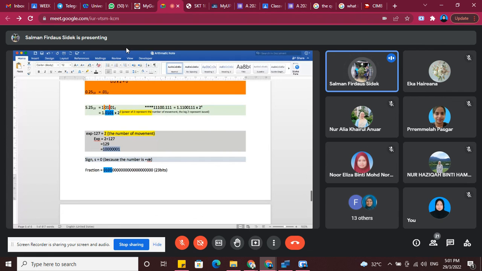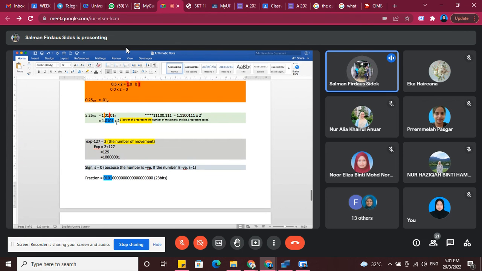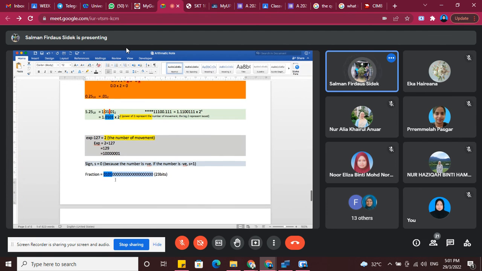And then because number is positive, I put the note here, if the number is negative, S is equal to 1. Okay. And then fraction. So fraction, we just take the number after we move the titik perpuluhan to the front. Here, 0101, blue here. And then I paired up with more zeros here because I want to make 23 bits. Overall, 23 bits for fraction.